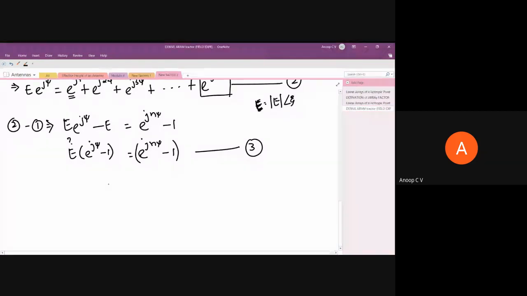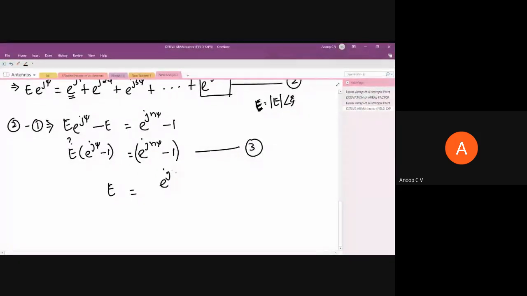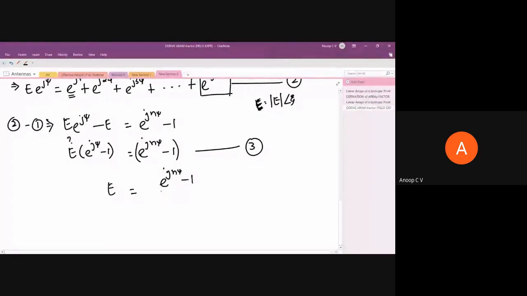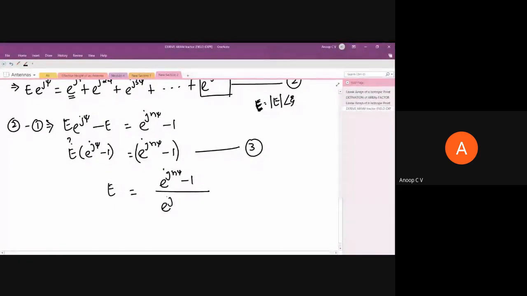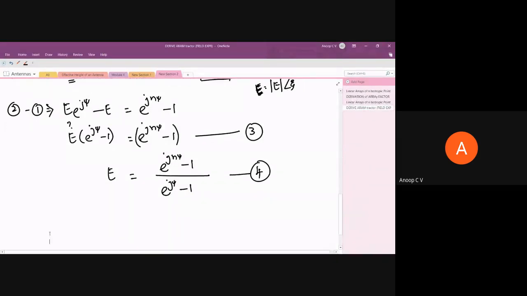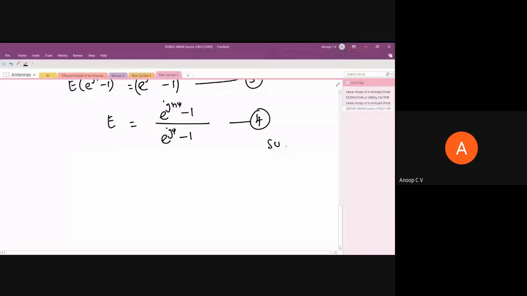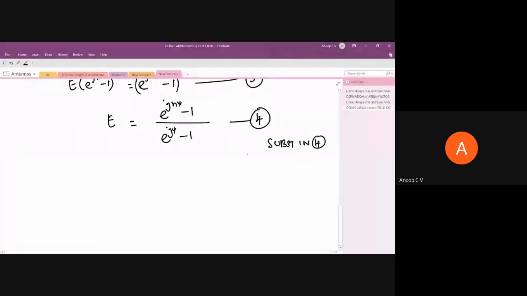So E can be written as e power j n psi minus 1 divided by e power j psi minus 1, right? So this is our E. I'll call it equation number 4, but this is not yet in terms of sine and cosine. I need to express it in terms of sine and cosine. So for that, I'm going to make the following substitutions. Substitute in 4 the following thing.